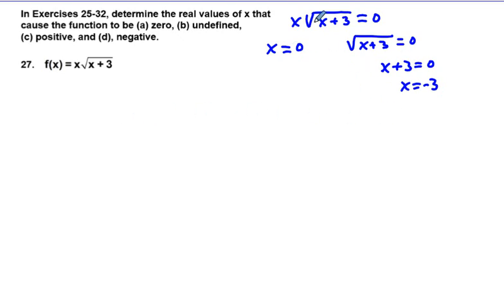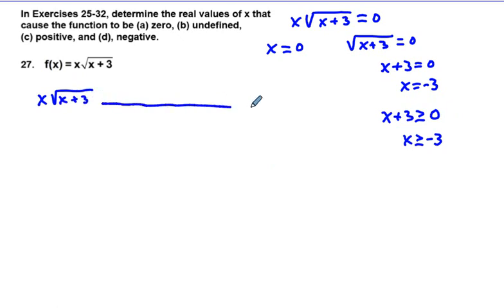And also another constraint that's going to happen is we have this radical, so we also know that x plus 3 has to be greater than or equal to 0. So x has to be greater than or equal to negative 3. So that's also a constraint. So let's go ahead and make our number line here, which is going to be x times quantity x plus 3. So we put the number line here, our critical numbers on the number line, which are x equals negative 3 and x equals 0.